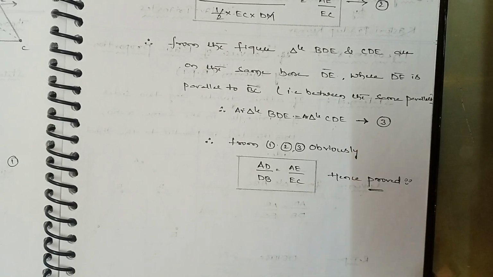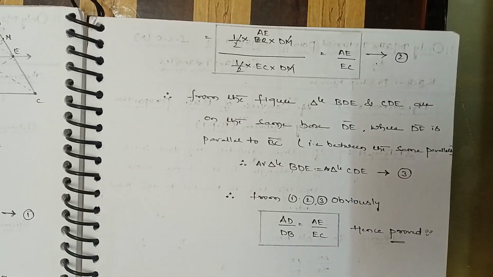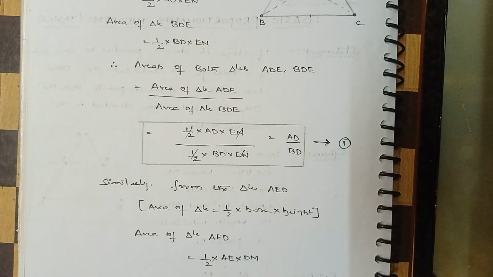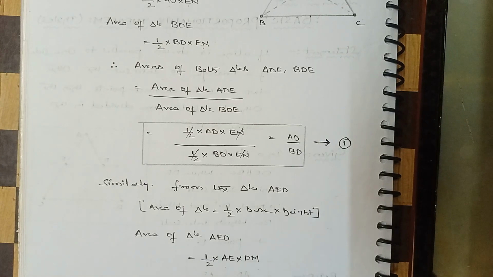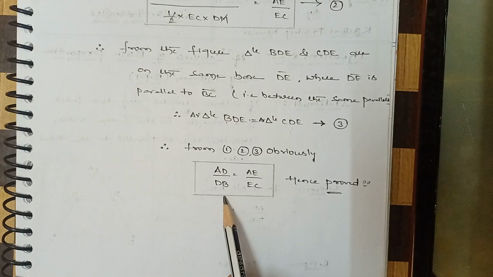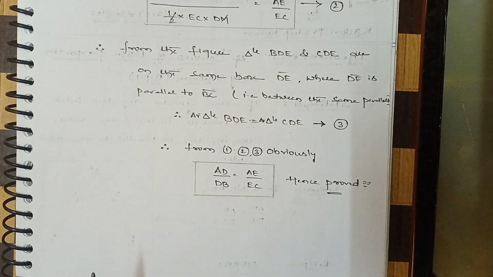Therefore, from equation 1 and equation 2, we have AD by DB equal to AE by EC. Hence proved. I hope you understand this theorem.